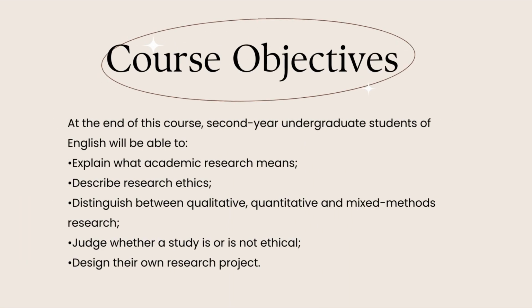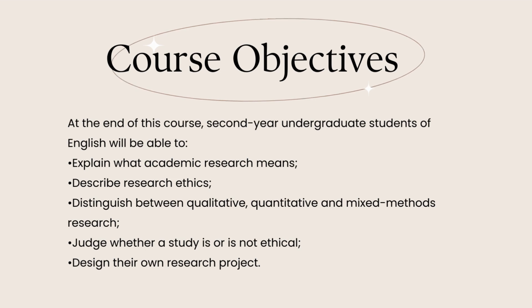At the end of this course, second year undergraduate students of English will be able to explain what academic research means, describe research ethics, distinguish between qualitative, quantitative, and mixed methods, judge whether a study is or is not ethical, and finally, design their own research projects.